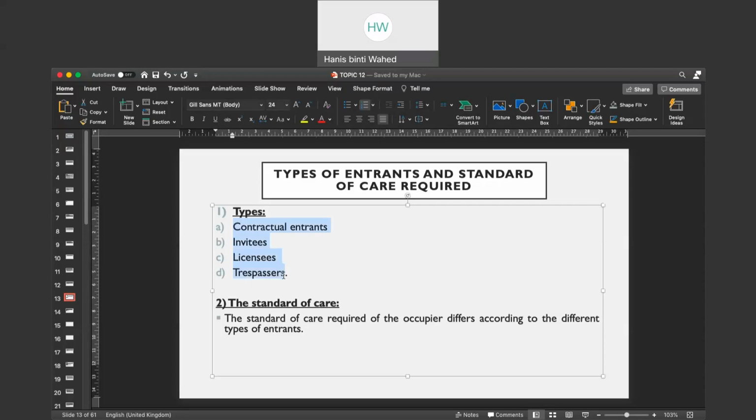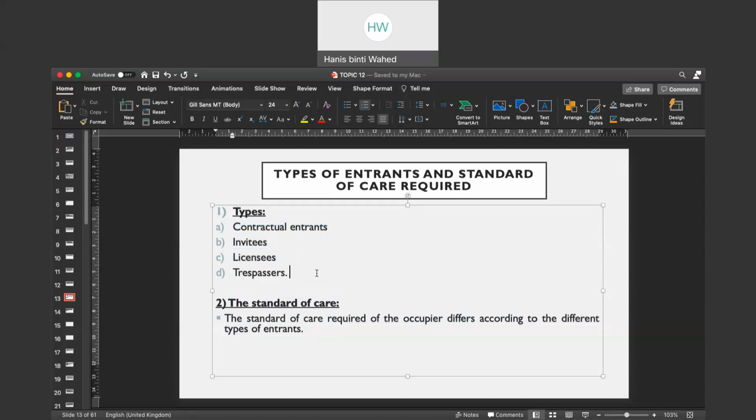We have contractual entrants, we have invitees, licensees, and also trespassers. And as mentioned here, the standard of care required of the occupiers, of each of the occupiers, will be different. It differs according to the type of entrant. All these types of entrants have a different standard of care required of them.